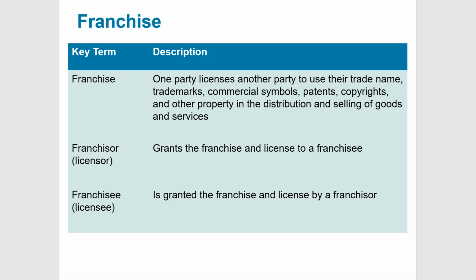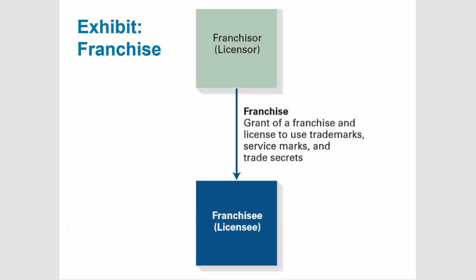But getting into some definitions. So a franchise, okay. So there's an arrangement where one party licenses another party to use their trade name, trademarks, commercial symbols, patents, copyrights, and other property in the distribution and selling of goods and services. The franchisor is the one who grants the franchise and license to a franchisee. The franchisee is the person who is granted the franchise and licensed by the franchisor. So we use that terminology as we go on through the lesson here.